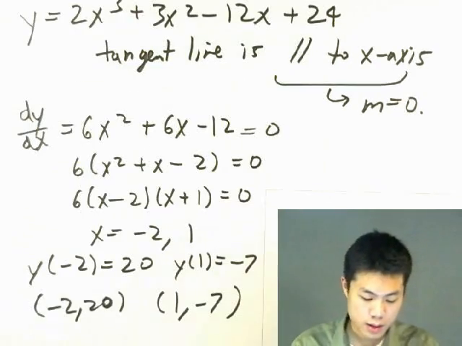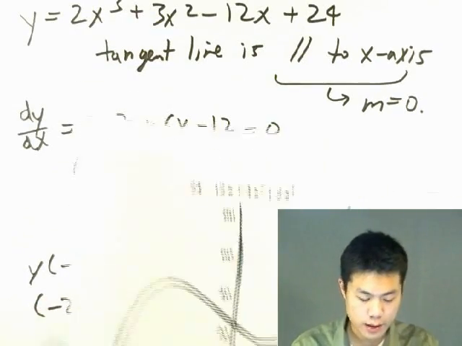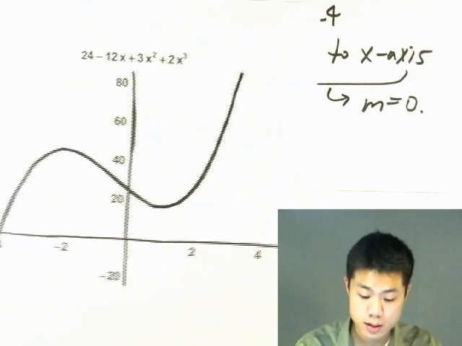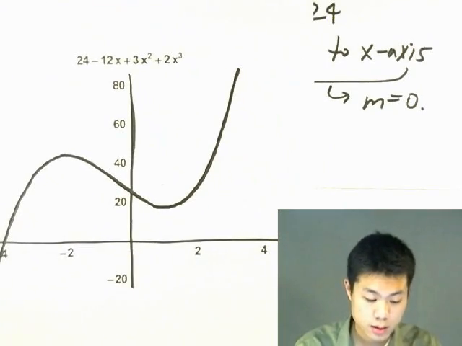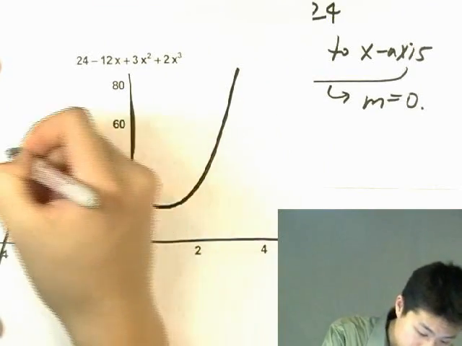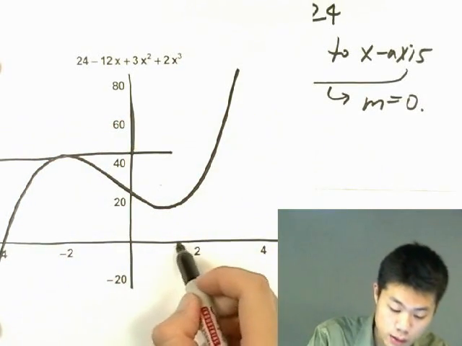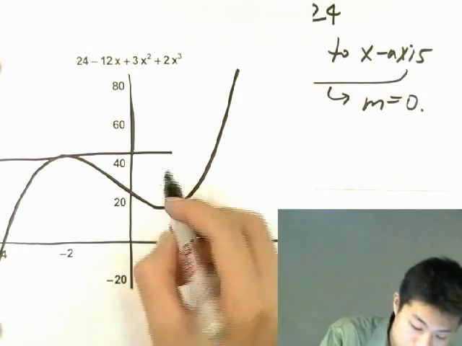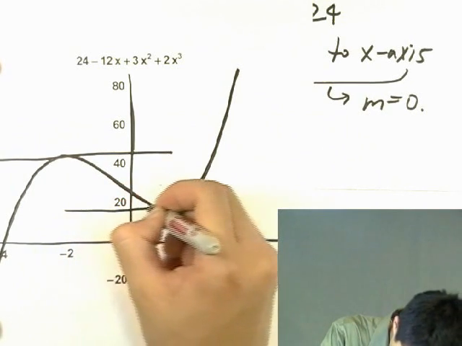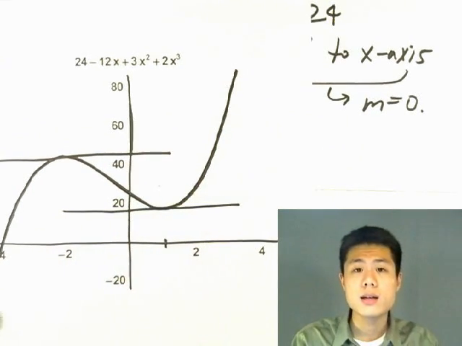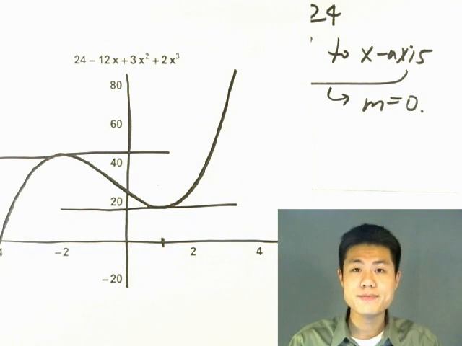Alright, so what are the points 1 and negative 2? Okay, so at negative 2 here, we see that indeed the slope is 0. And at 1, indeed the slope is 0. Okay. There you go. See you next lesson.